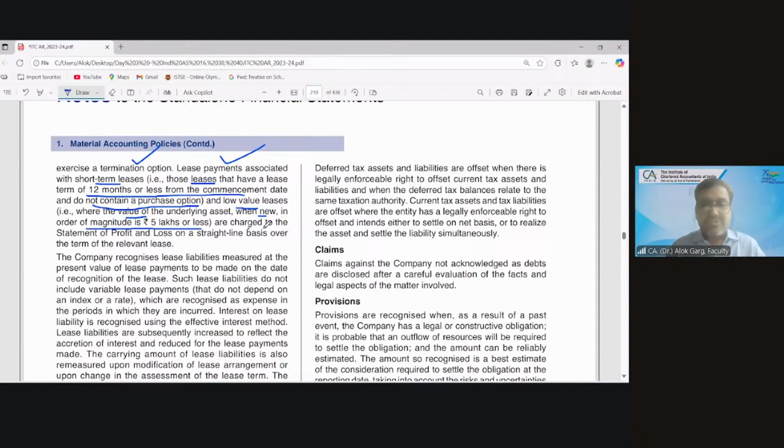These are charged to the statement of profit and loss on a straight line basis over the term of the relevant lease. Chitra, have we covered this straight line basis? Lease equalization. Yes, sir. Straight line basis and also the systematic basis. Systematic basis and straight line basis is the concept of systematic basis. Okay.